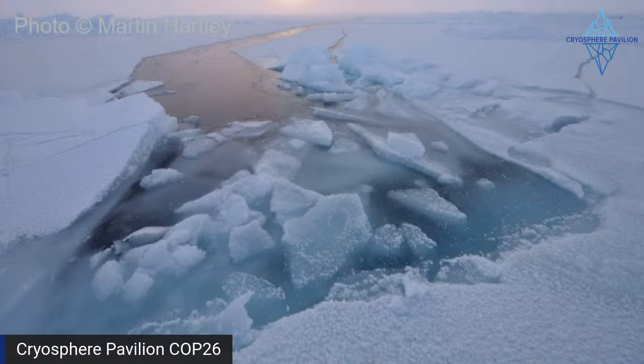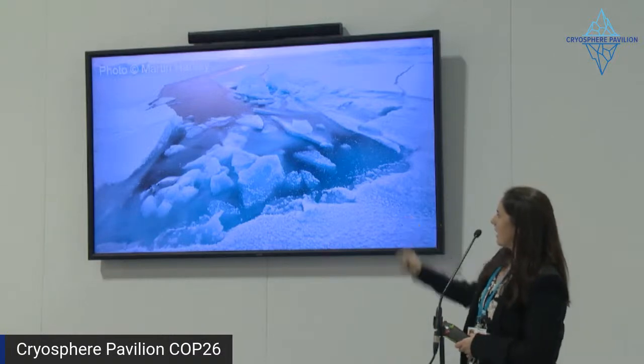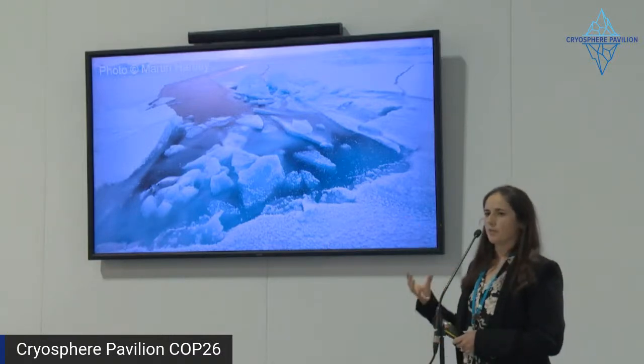So you can see in this picture, you've got the open leads, the open water, compared to the last photo, you've got very thin ice. You can see the ice forming. You've got the frost flowers at the front here, and then maybe just 20 centimeters or so of thickness of sea ice.